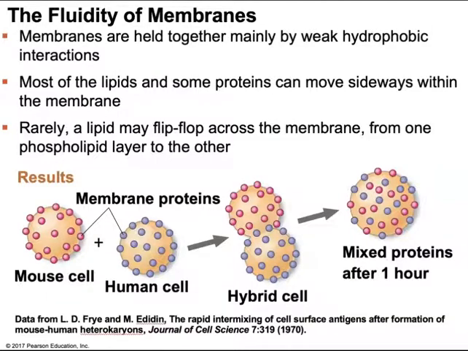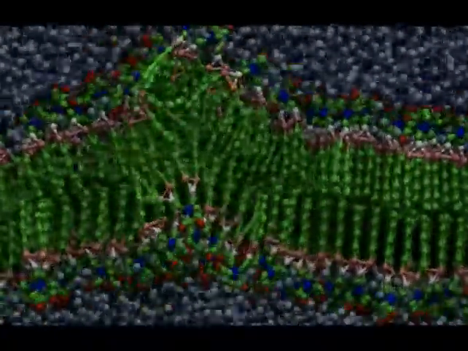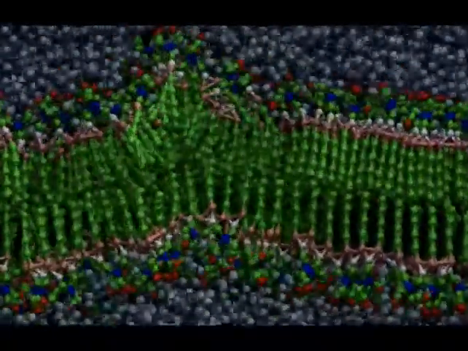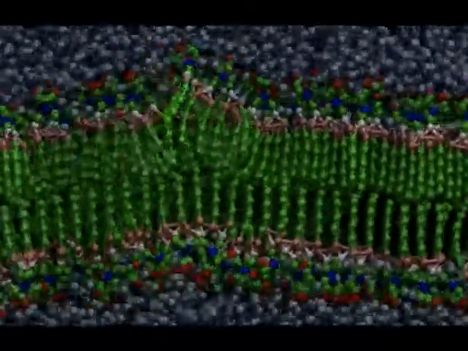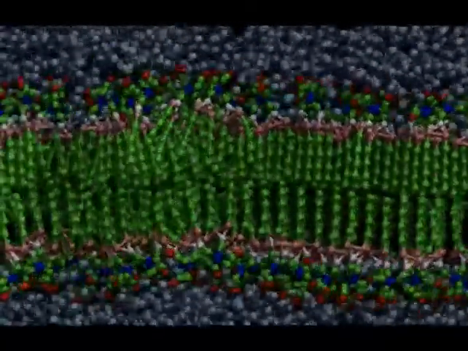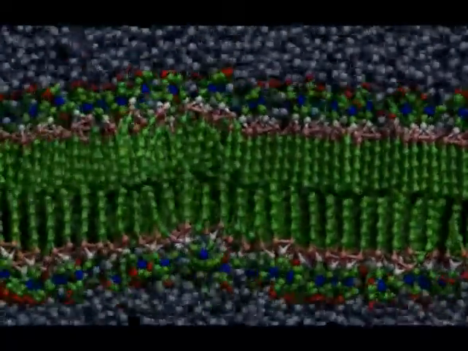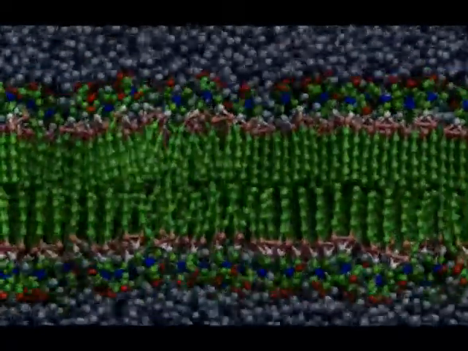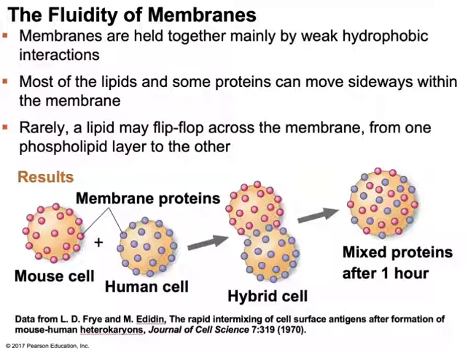Let's take a look at how the cell monitors the fluidity of the membranes. Recall from Chapter 5 that when phospholipids are dispersed in water, they will self-orient themselves into a bilayer, with the nonpolar hydrophobic tails facing inward and the polar hydrophilic heads outward in contact with the polar water. The main type of bond holding these phospholipids together are weak hydrophobic interactions. Because these bonds are weak, the phospholipids have flexibility to move around within the phospholipid bilayer.